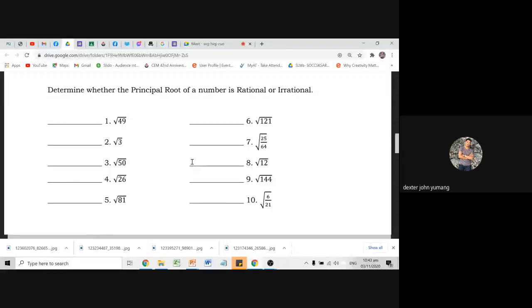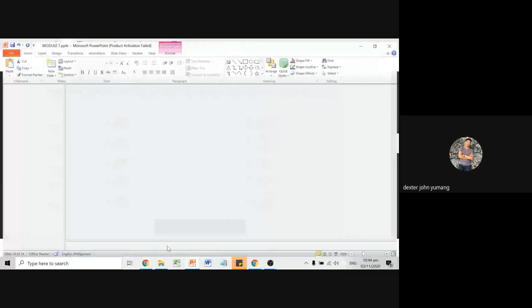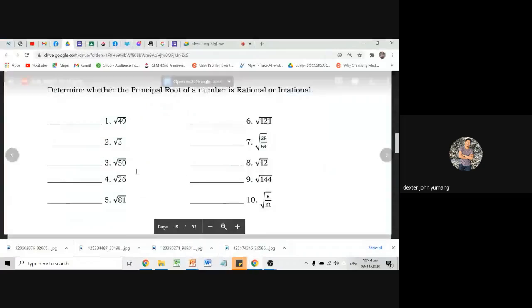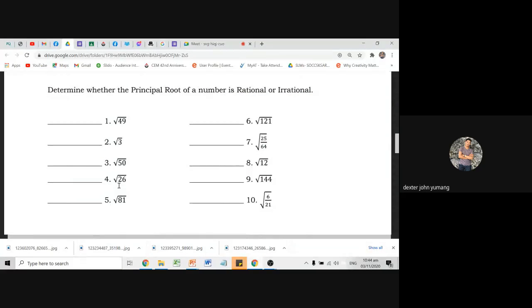Matthew, Carl, Dim, Pearl, Zid, the same answers? Irrational. So square root of 50 is irrational. Tingnan po natin kung nasa chat. 50. Wala po, 49 lang. Hindi umabot. 49 lamang, wala. So therefore, that is irrational. Next, number 4. Square root of 26. That is irrational. Next, number 5.